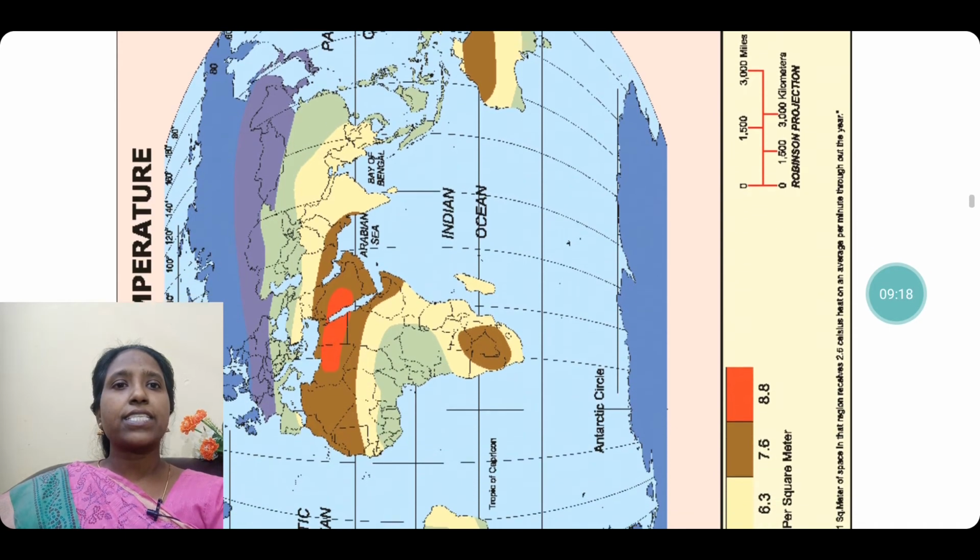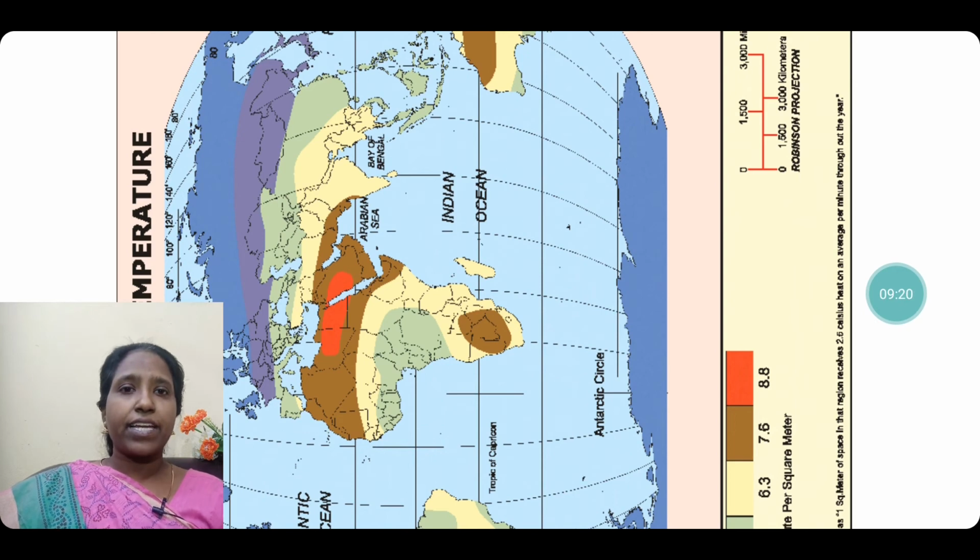Because of this, the ice caps and all are melting, and that is how we are getting the effects of global warming. The sea level is increasing, and the fresh water sources and all are going dry.